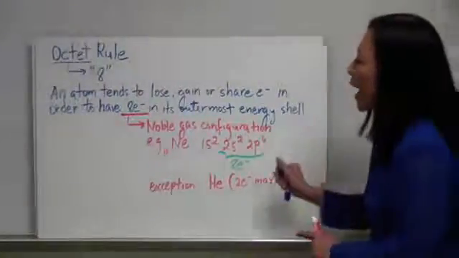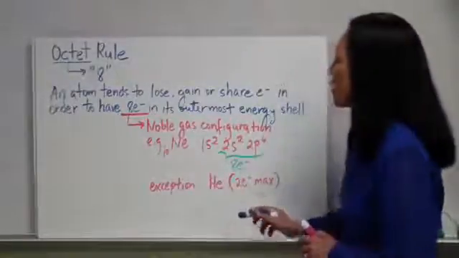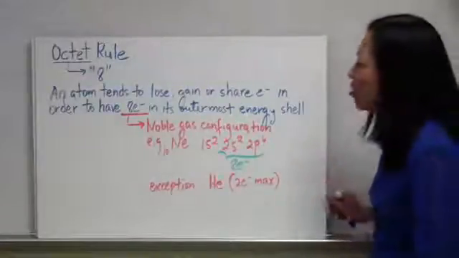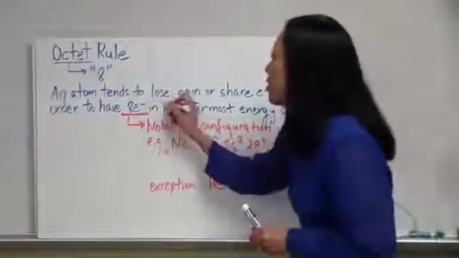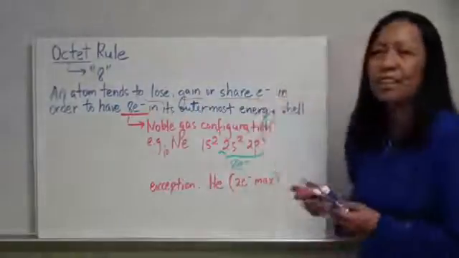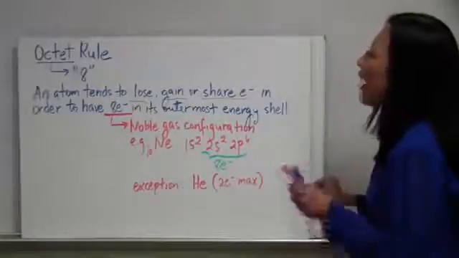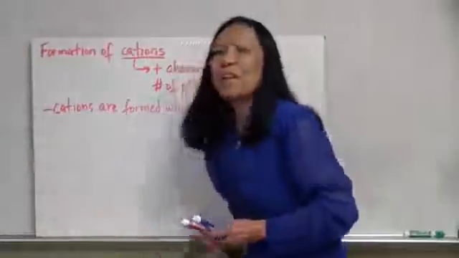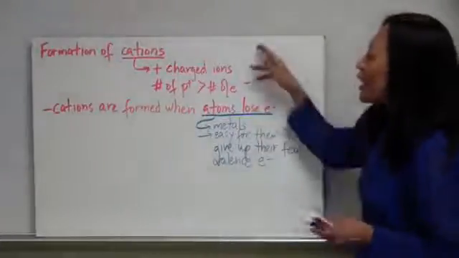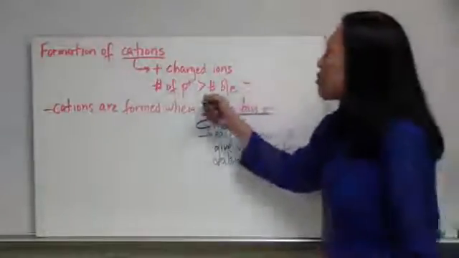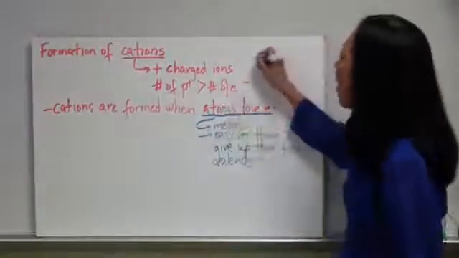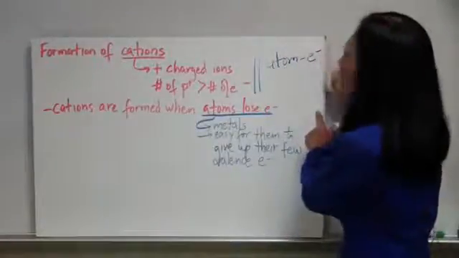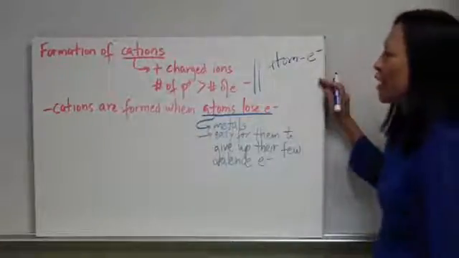So just to repeat, all atoms will want to be stable. That means they will want to have 8 electrons in their outermost energy shell. And how will they do that? They will either lose, gain, or share electrons. Okay, so today we will look at how the atoms will lose the electrons to become cations. All right. So, cations, the number of protons will be greater than the number of electrons. And how will this happen? The atom will be losing an electron or several electrons for that matter.